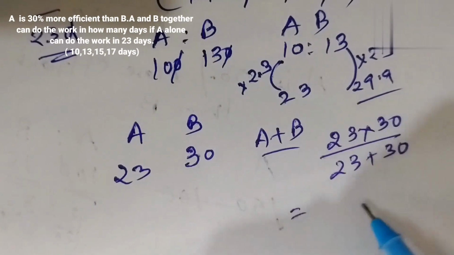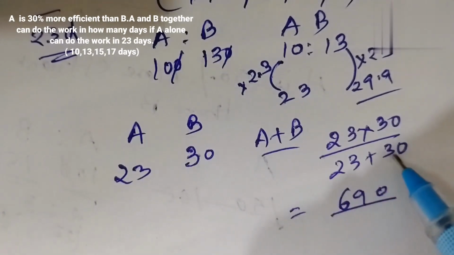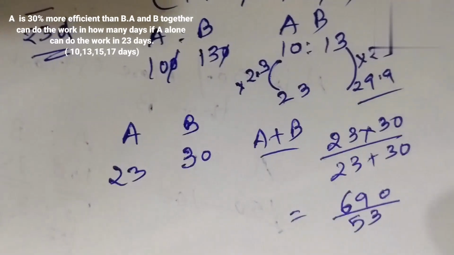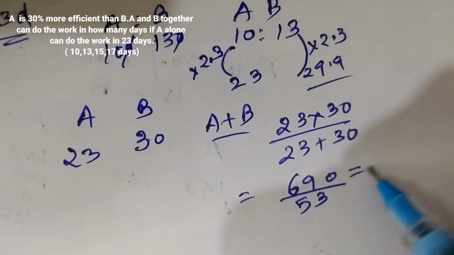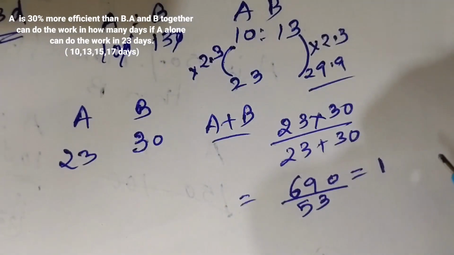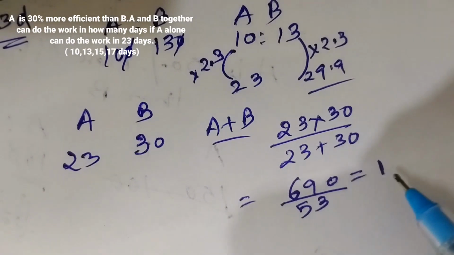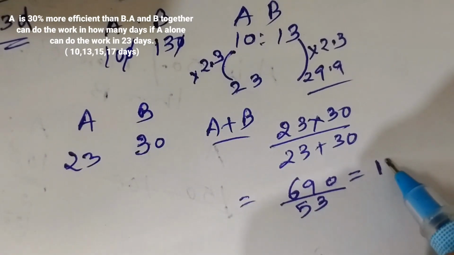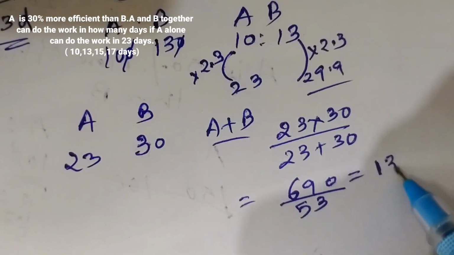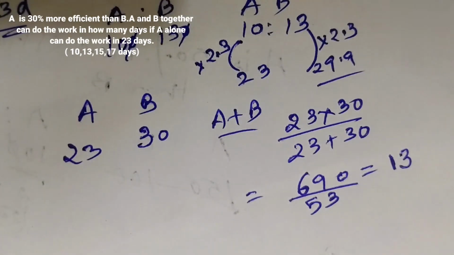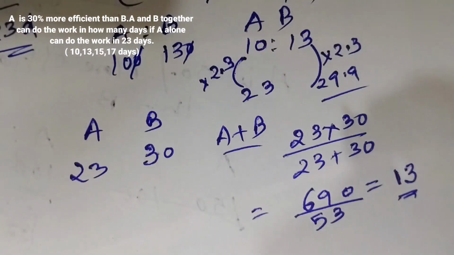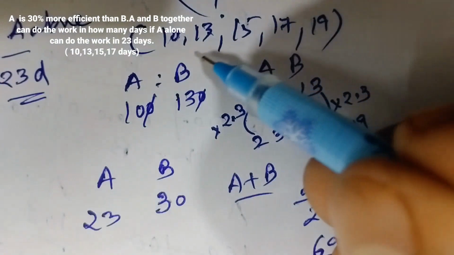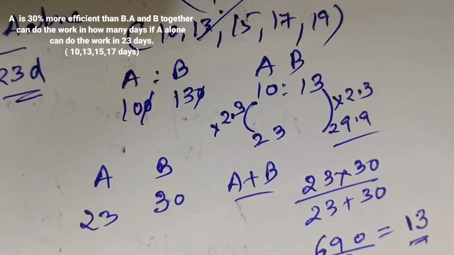That is nothing but 690 by 53. 53 ones are 53, 69 minus 53 is 16, and 53 3s are 159. We get approximately 13 times. So the second option is the answer.